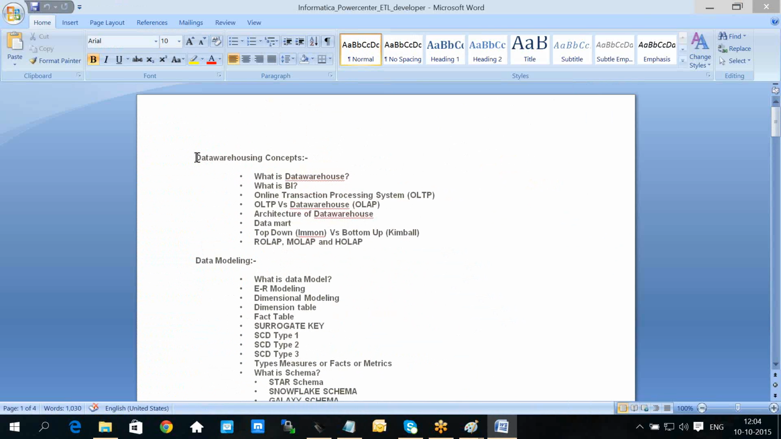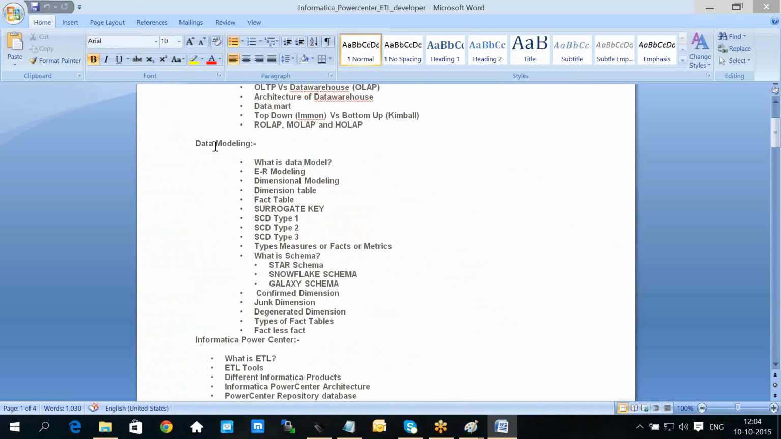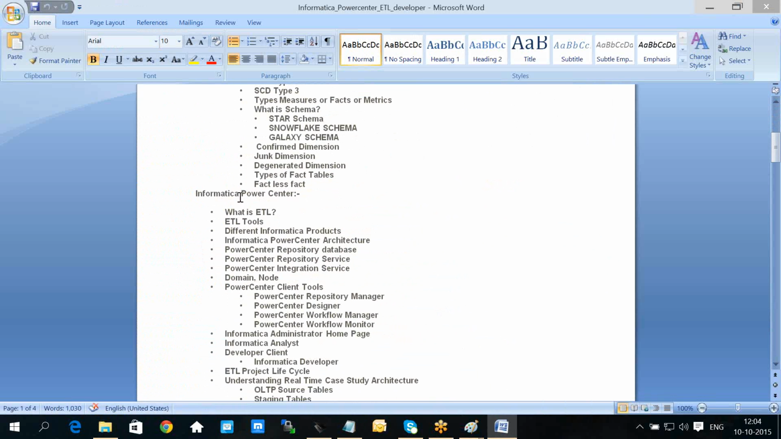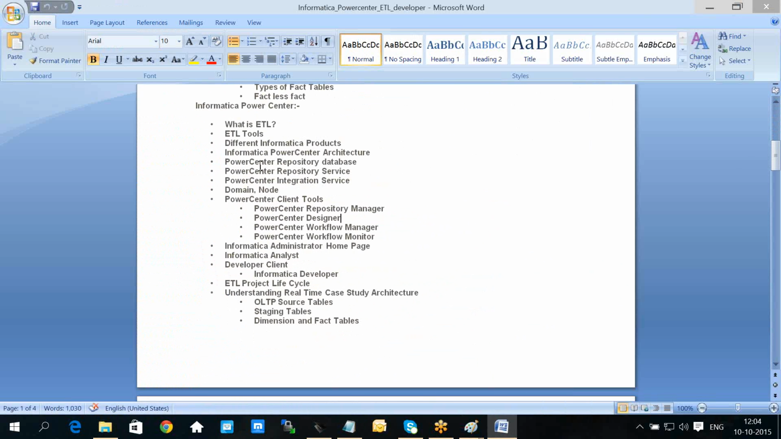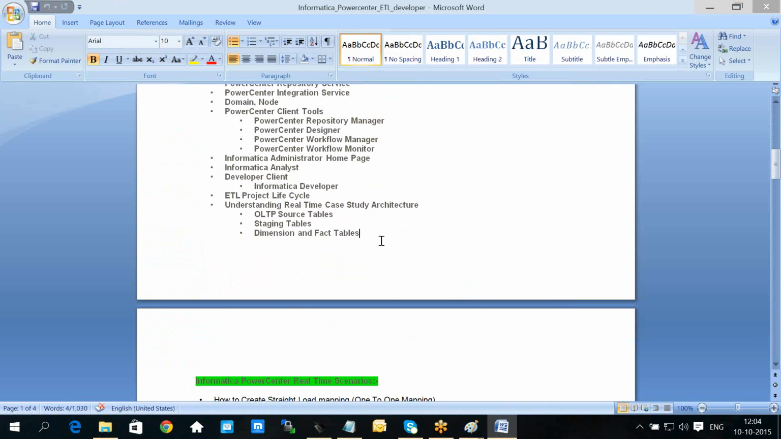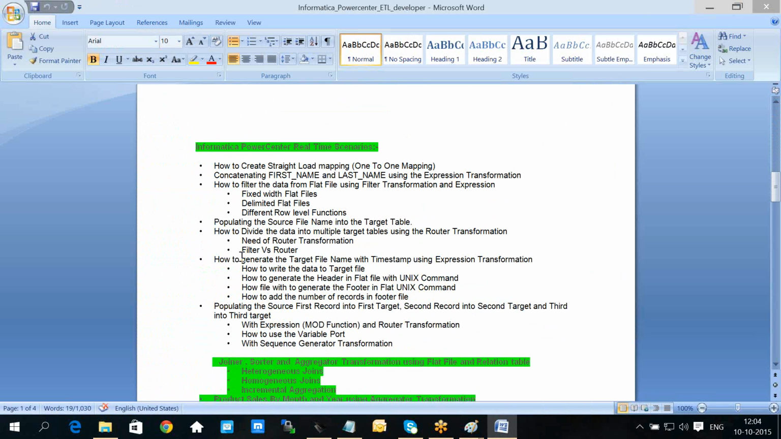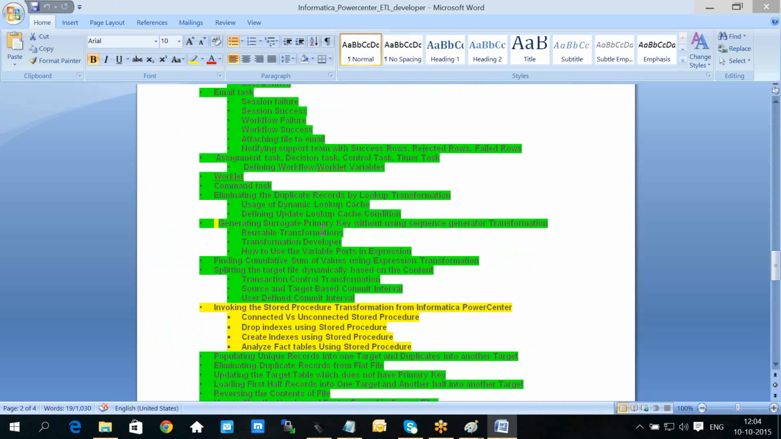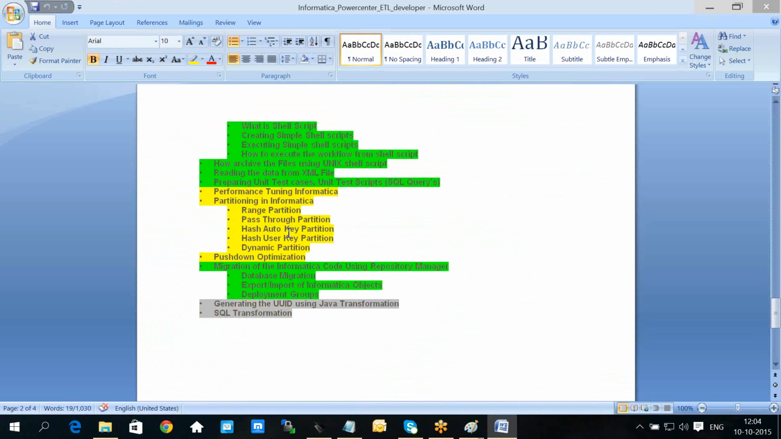We'll cover data warehousing concepts, then data modeling and Informatica Power Center. We'll talk about ETL, different Informatica products, the architecture of Informatica Power Center, the ETL project lifecycle, the real-time case study that I talked about, and then business use cases one by one, real-time scenarios. There are around 45 business use cases. We'll also talk about advanced concepts at the end.